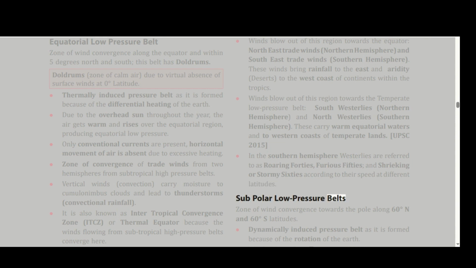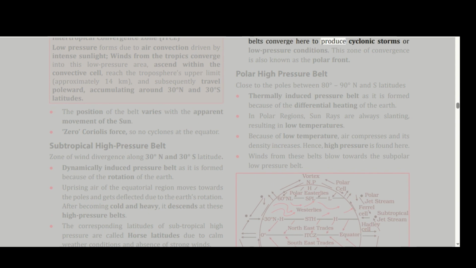Subpolar low-pressure belts: zone of wind convergence towards the pole along 60 degrees north and 60 degrees south latitudes. Dynamically induced pressure belt, as it is formed because of the rotation of the Earth. Winds coming from the subtropical and the polar high belts converge here to produce cyclonic storms or low-pressure conditions. This zone of convergence is also known as the polar front.